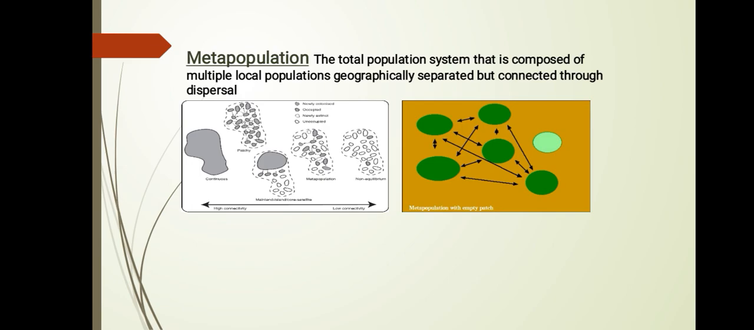The total population system that is composed of multiple local populations, geographically separated but connected through dispersal. It is composed of separate habitat patches in a fragmented landscape of unsuitable habitat.